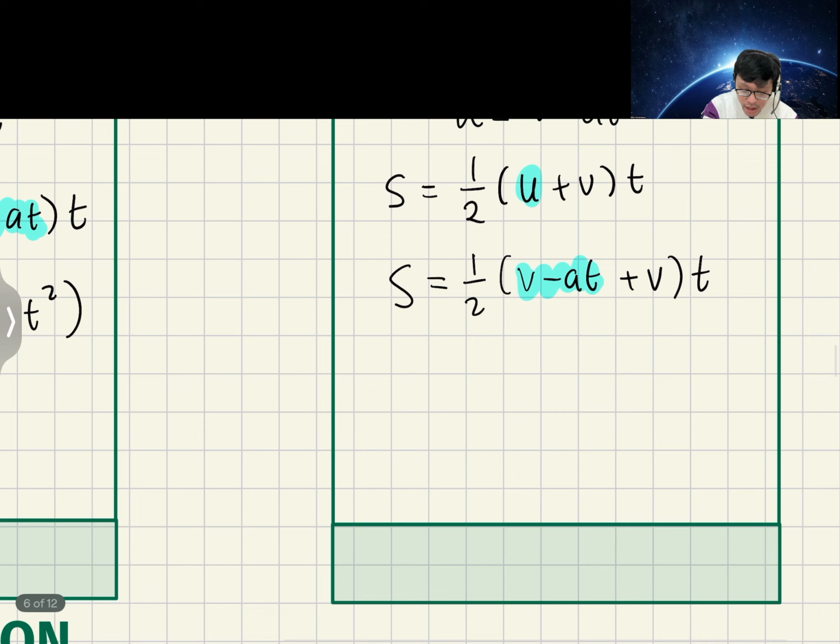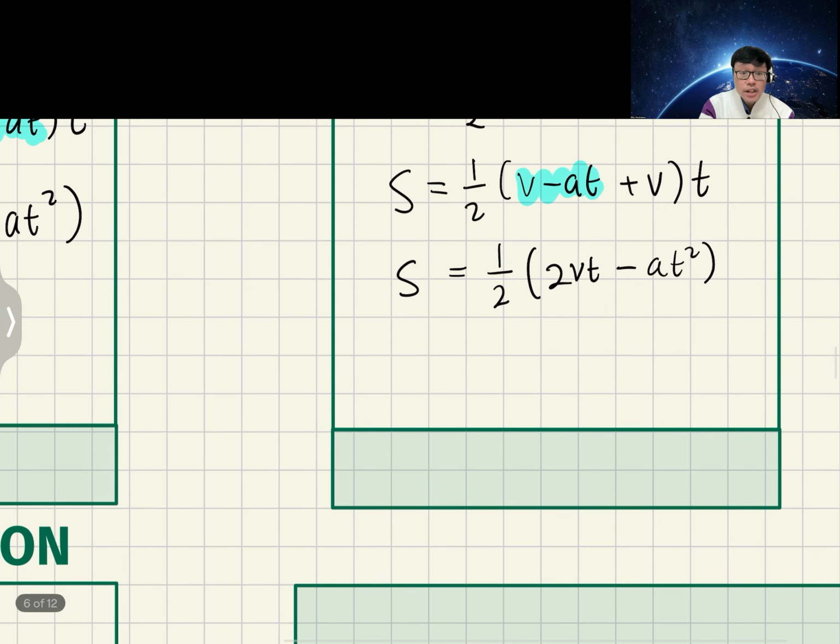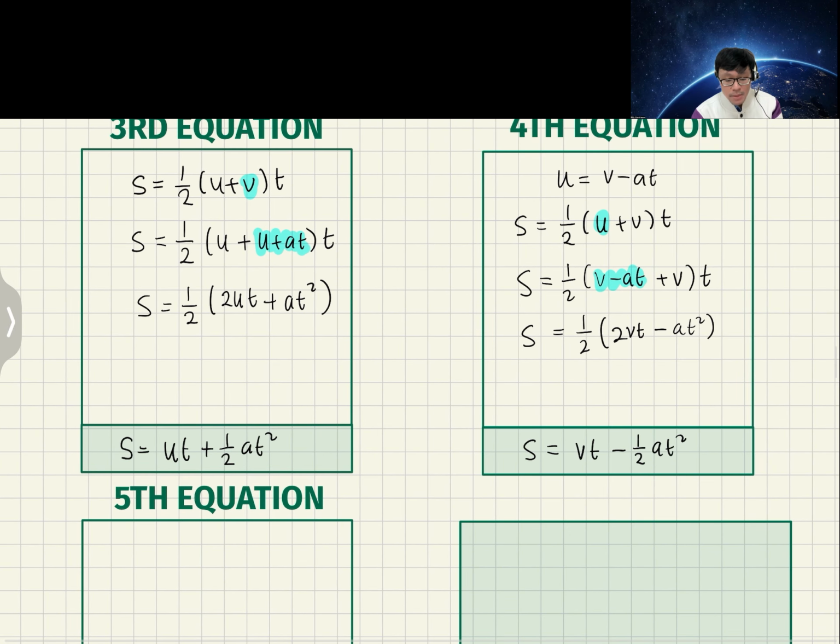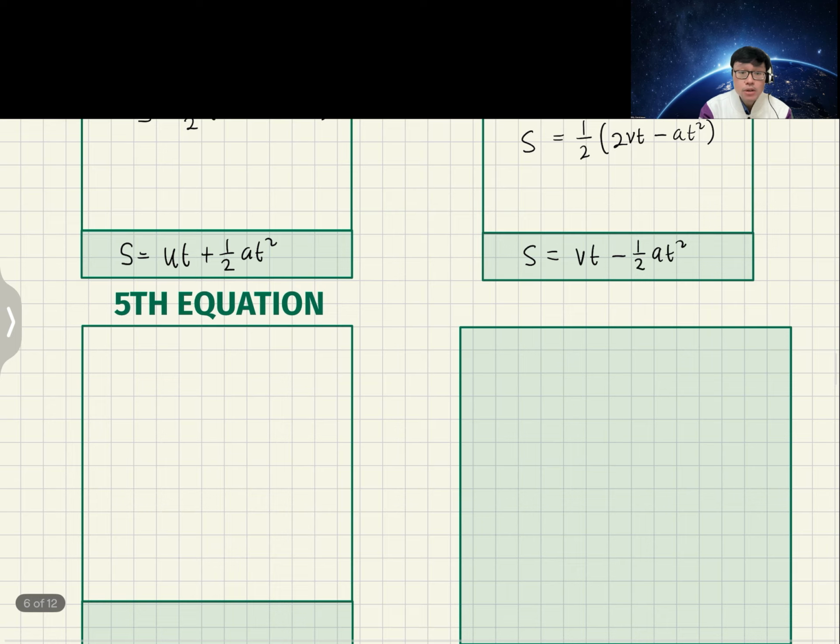Now from here we can simplify first. V plus v is 2v times t, 2vt minus at squared. So we get the fourth equation, which is s equals to vt minus half at squared. Now keep in mind that in the fourth formula, there is no u in the equation. And how about the fifth equation?